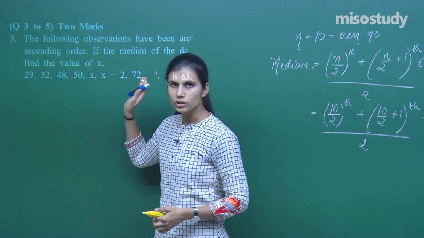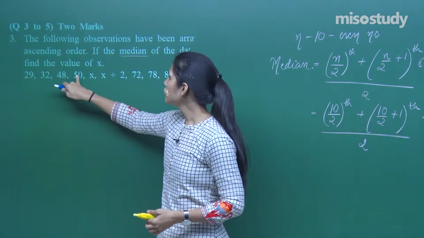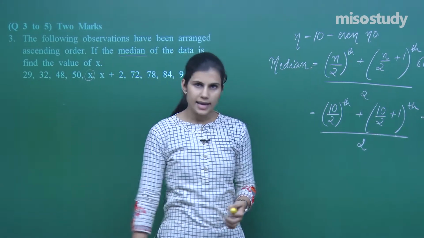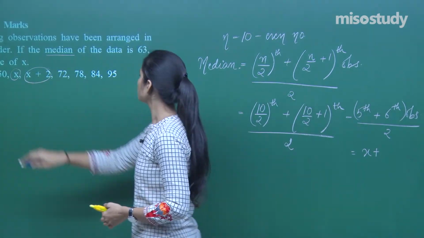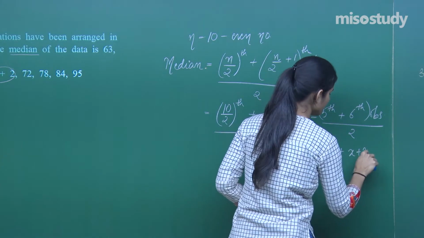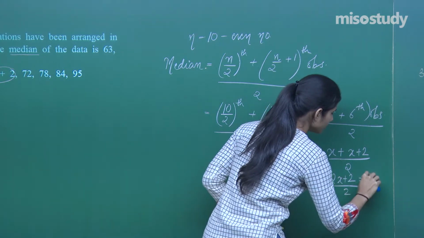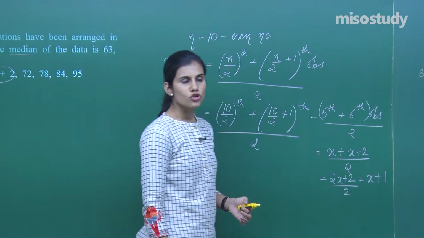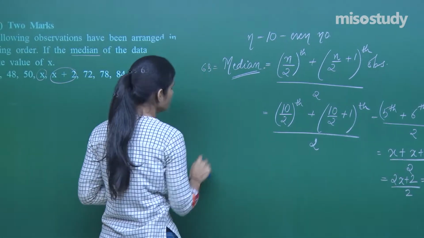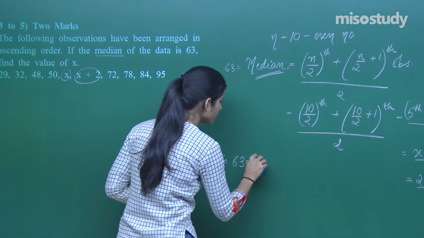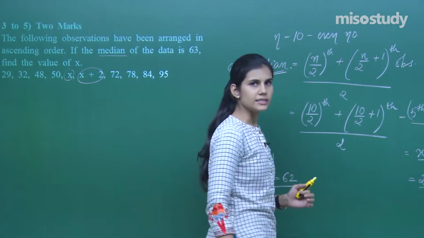What is the 5th observation now? It's already arranged, so the positions of elements are now fixed. First, second, third, fourth, fifth. Fifth value is x. Sixth is x plus 2, upon 2. This gives you 2x plus 2 upon 2, which is x plus 1. So your median is coming out to be x plus 1, but median is already given to you as 63. So 63 equals x plus 1, or x is 63 minus 1, that is 62.